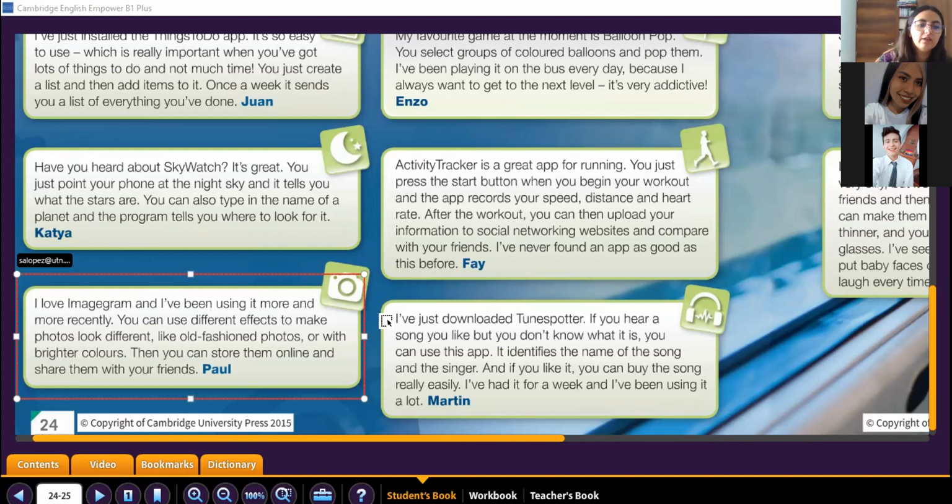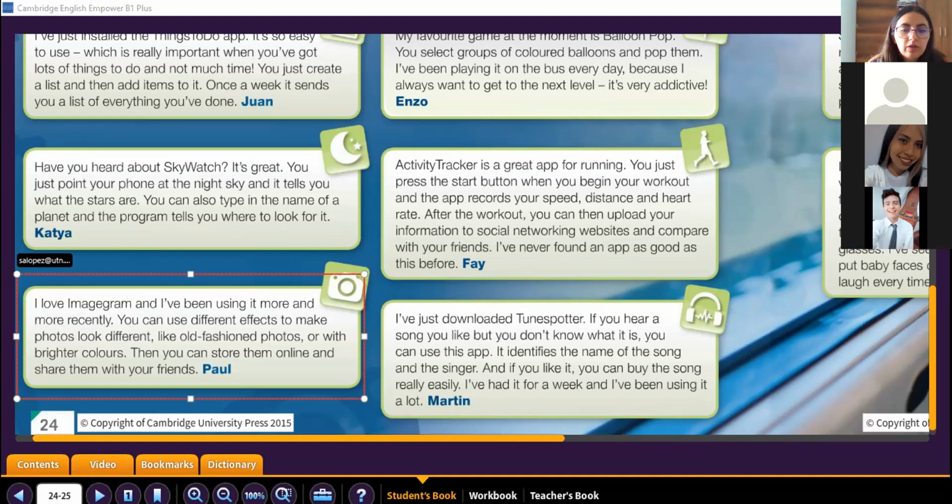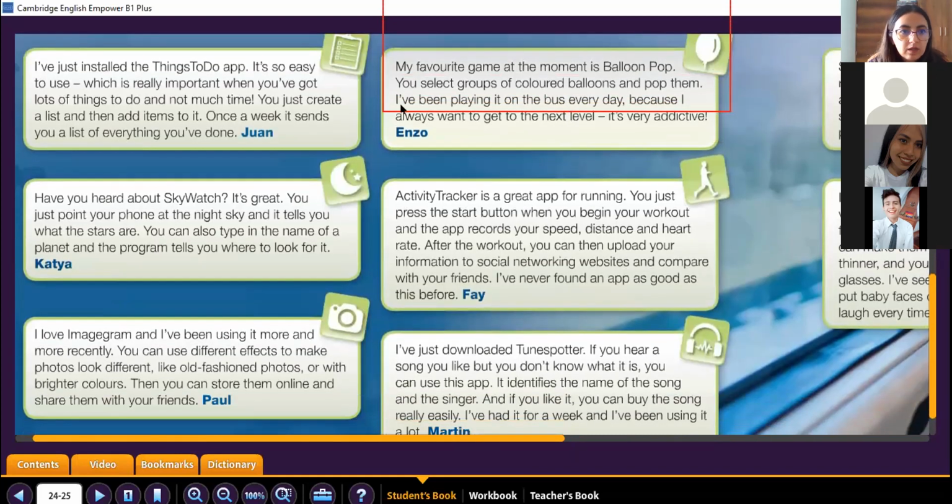Exactly. With brighter colors, sí, con colores mucho más encendidos, or also with old-fashioned filters, como antiguos, ¿no? Let's continue with Enzo. Let's read Enzo's review. So let's see who's going to help me reading. Is there any volunteer to help me reading this Enzo's part? Me, teacher. Okay, help me please.